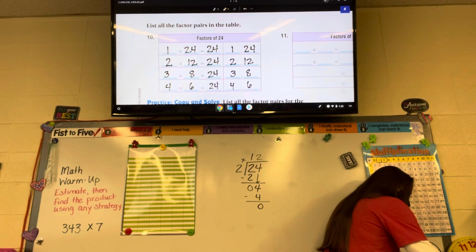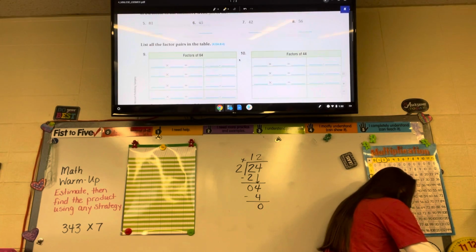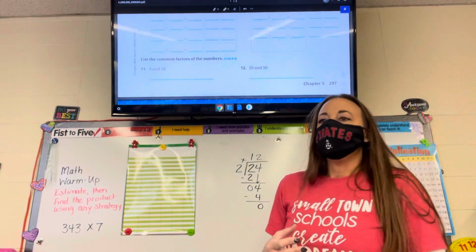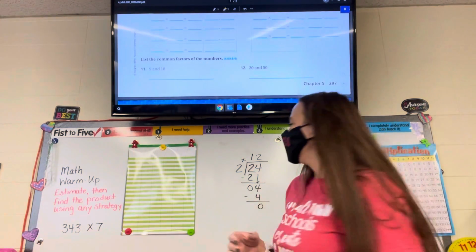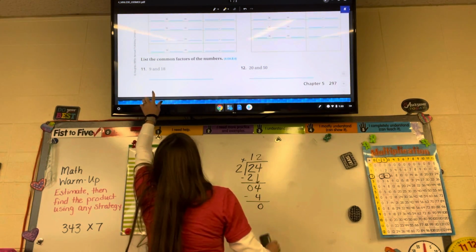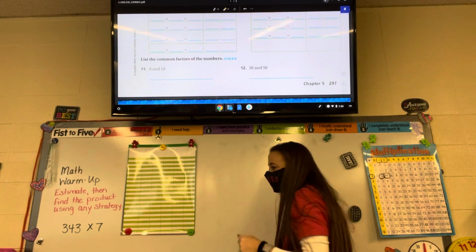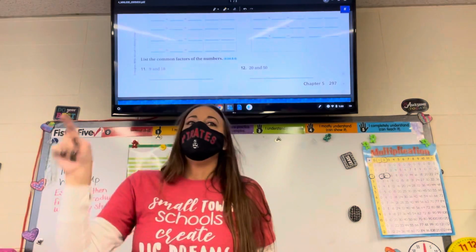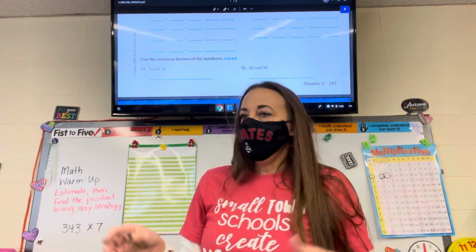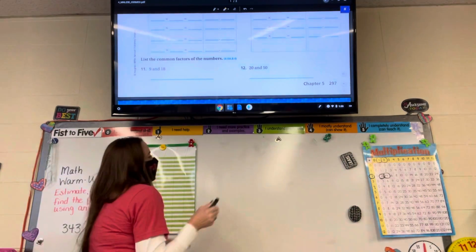So if we go to number 11 and 12, you're gonna do common factors. That's where you list all the factors of 9, then all the factors of 18, and circle all the ones that appear in both lists. Okay? Like what we did yesterday. So I'll show you a quick example.